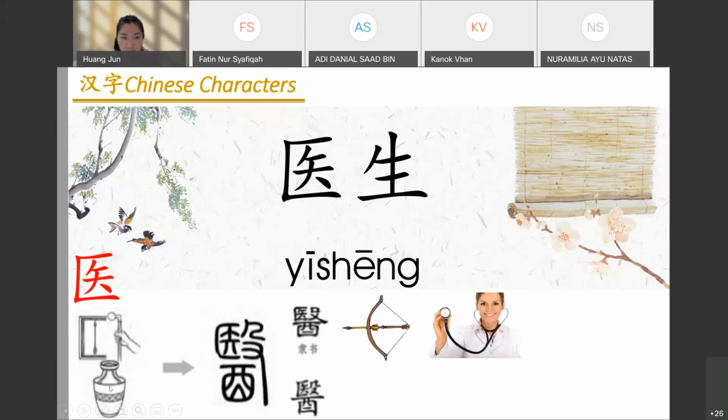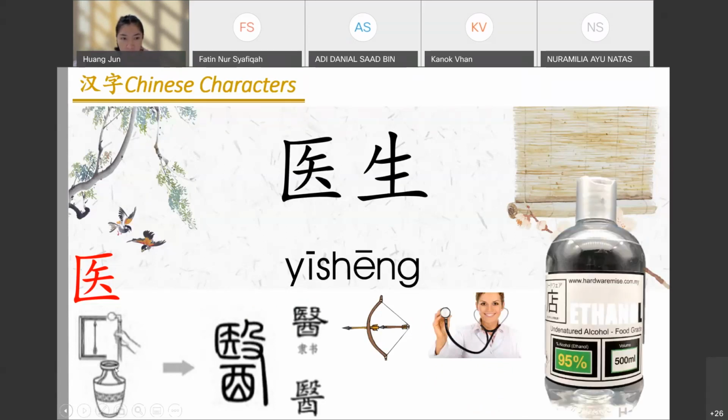Then below is a bottle, and this part is to put alcohol inside, so it serves as a sanitizer. This is the Chinese character yi in the beginning. Right now, when we write the word yi, we just use the top left part to show this, and the arrow here shows how people get hurt. Then when you get hurt, you will need treatment.